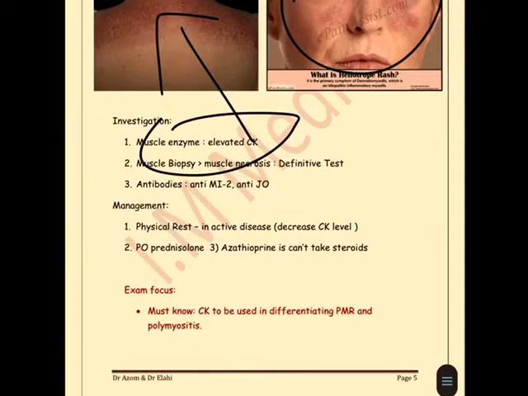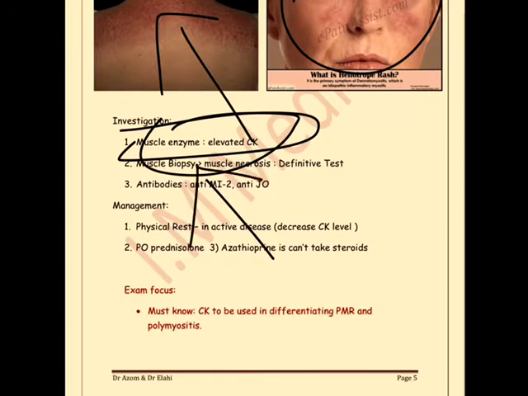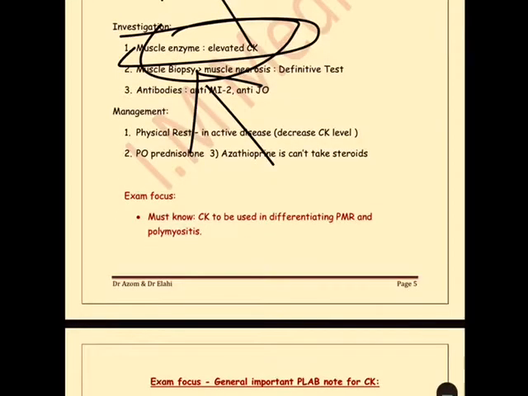You need to know the investigation is elevated CK because this is myositis, and you need to differentiate from polymyalgia rheumatica. The most definitive investigation will be muscle biopsy, which will show the muscle necrosis. Okay, management in here, physical rest is important in active disease because it's the inflammation of the muscle, so give them a rest, so that will decrease the CK. Oral steroid is the management.